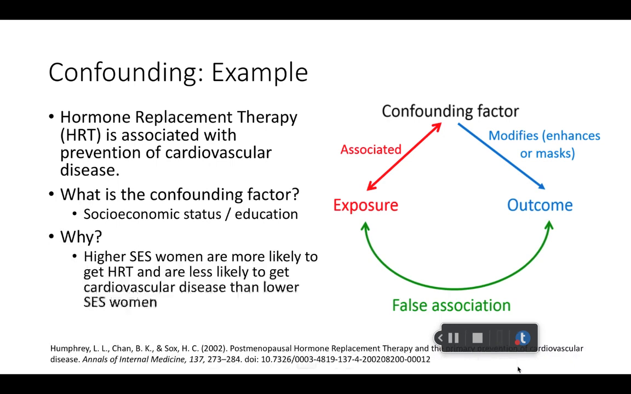Well, here's an example. Hormone replacement therapy is associated with the prevention of cardiovascular disease. But there is a confounding factor here. What is it? It's socioeconomic status, in particular the education components of socioeconomic status. Why? It's because women of higher socioeconomic status are more likely to receive hormone replacement therapy than women of lower socioeconomic status. And quite apart from the receipt of HRT, women of higher socioeconomic status are less likely to get cardiovascular disease than women of lower socioeconomic status.